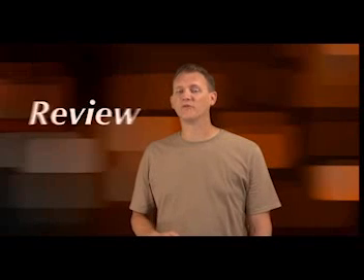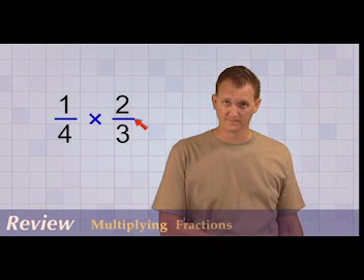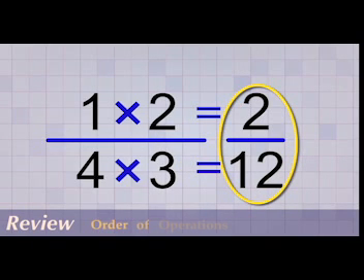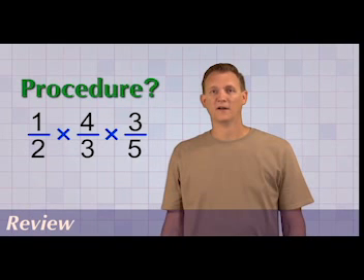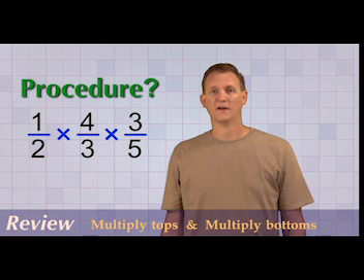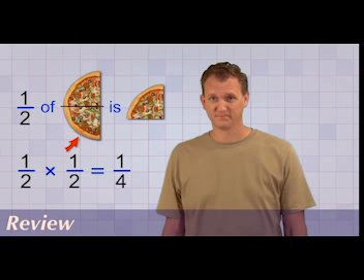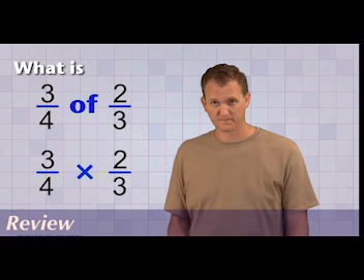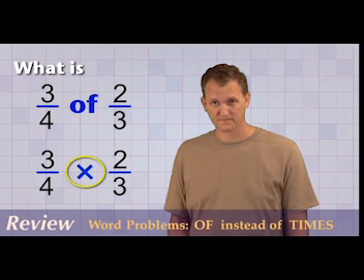Let's do a quick review of what we've learned. Multiplying fractions is even easier than adding fractions. It's easy because order of operations says that we can do the multiplication before the division. The procedure for multiplying fractions is to multiply the top numbers to get the answer's top number, and multiply the bottom numbers to get the answer's bottom number. If you think of fractions as parts of something, then multiplying a fraction by another fraction is the same as taking a part of a part. And sometimes, especially in word problems, you might see the word of instead of the word times.